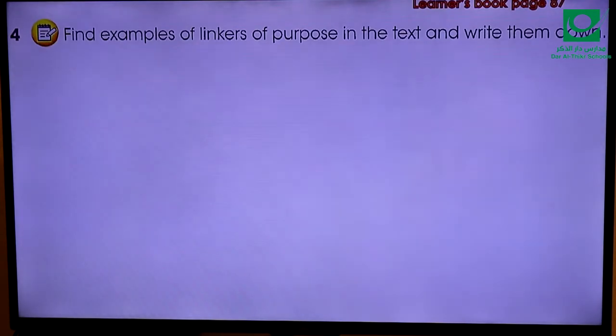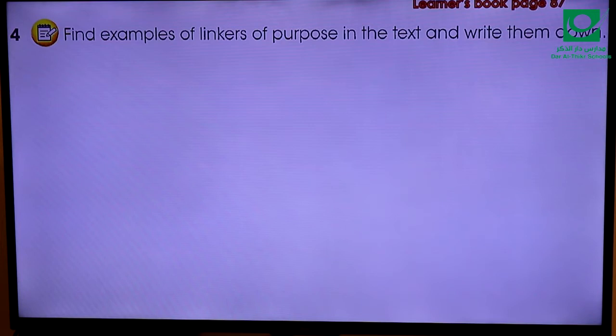And now let's go back. I hope that you got the meaning of today's lesson. Let's go back to Learner's Book, page 87. Why would we go to page 87 where we have the text? Yes. Find examples of linkers of purpose in that text. Write them down. So this is your time to work.